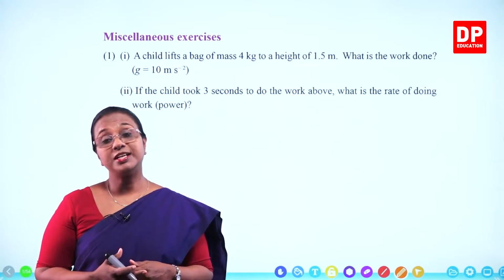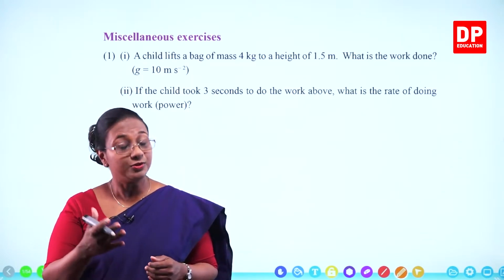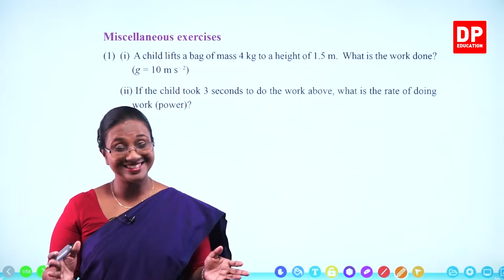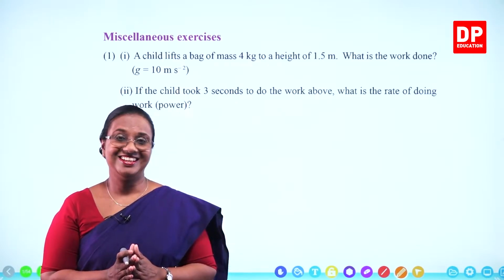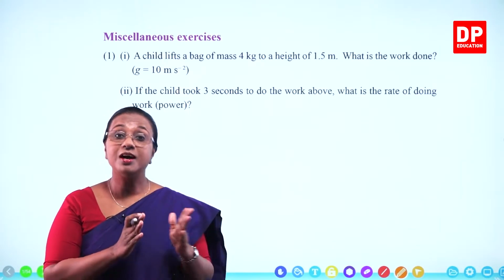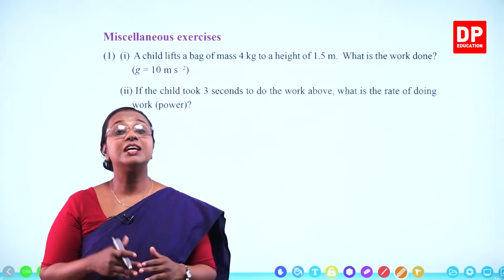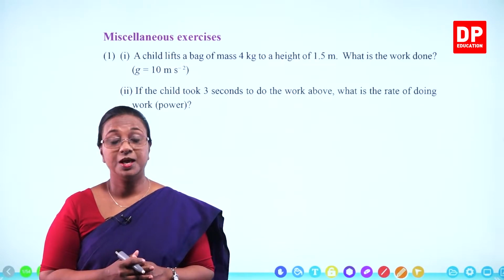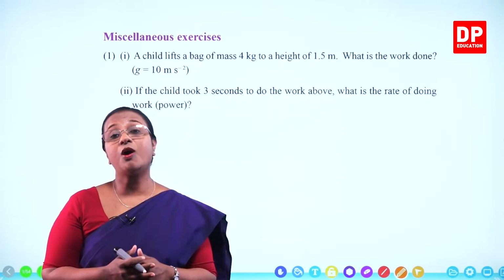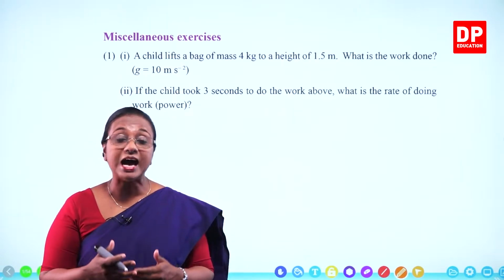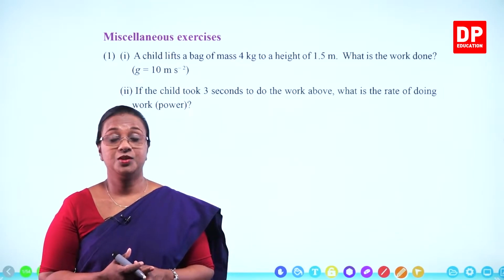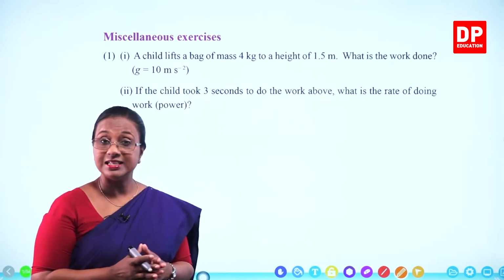Then if the object is in motion, due to its mass and velocity, there is the kinetic energy. So those are the two types of mechanical energy. After that we discussed the power. Power is the rate of work done or work done in a unit time. So those are the topics we covered under this lesson.